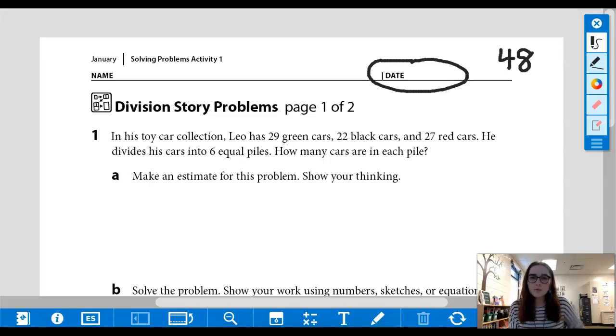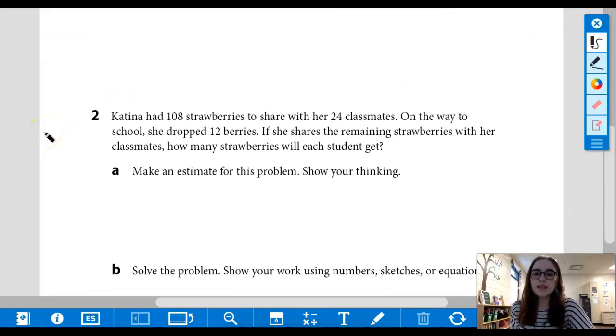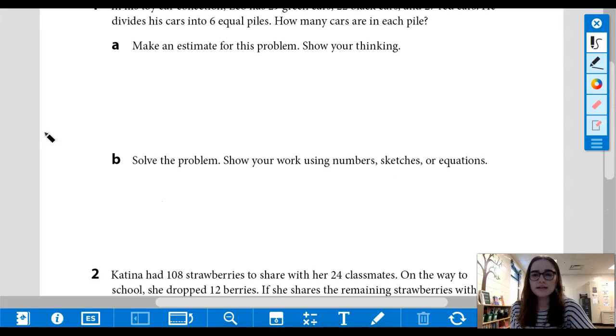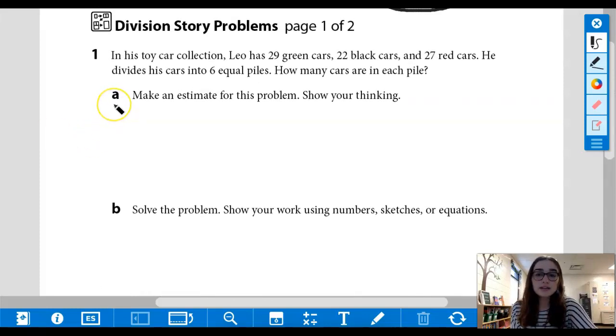All right, both of these questions on page 48 are split up into two different answers, two different parts of your answer. A, you're going to make an estimate. Remember, an estimate is like a thoughtful guess. So what are you thinking just by looking at this problem? Before we actually go about and solving it under B, what is your estimate? What is your quick and thoughtful guess? What is this problem asking you to do?